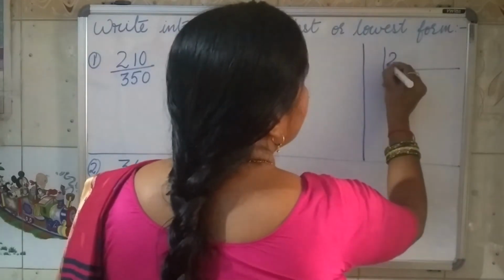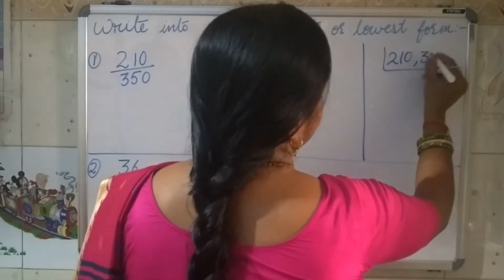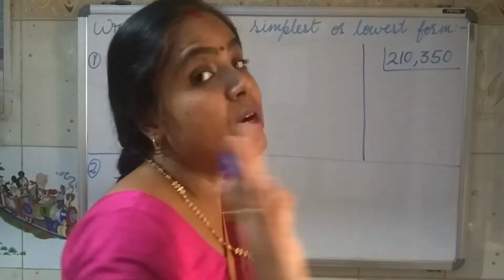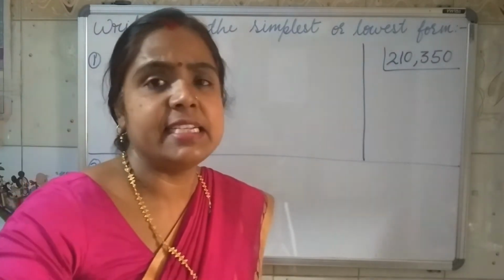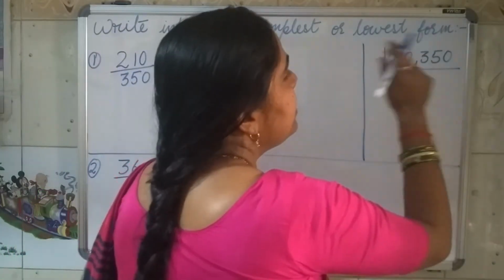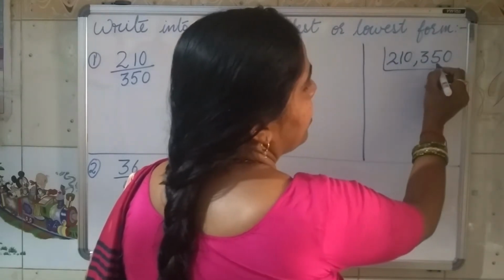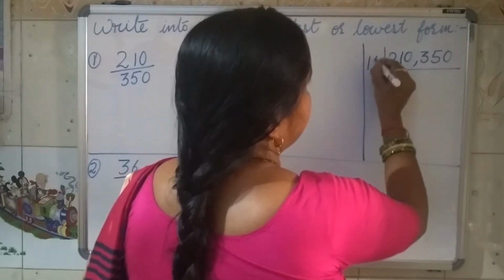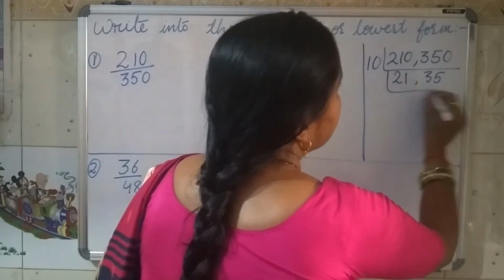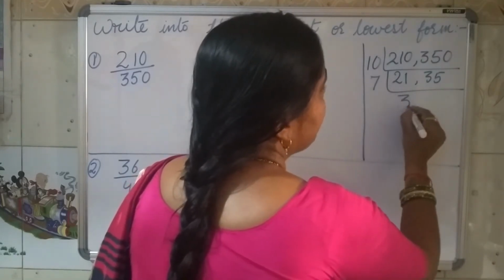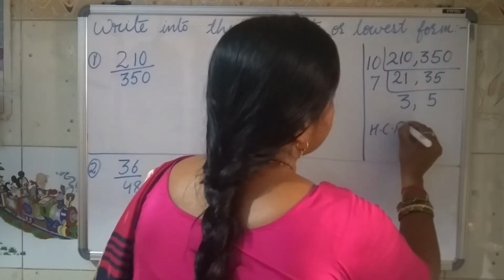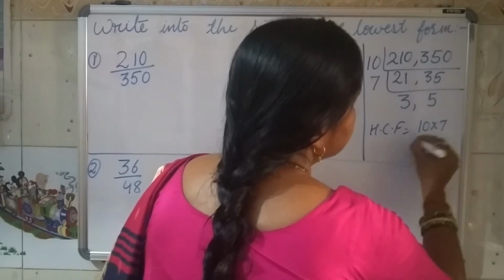You remember the HCF? 210 and 350. By which number? Here we don't have to take out the HCF using the prime factorization method. No, you can divide by any number by which both are divisible. I can see from here both are divisible by 10 since the ones place is 0. So it is 21 and this is 35. Now these both are divisible by 7. 7 threes are 21 and 7 fives are 35. Now the HCF is 10 into 7, which is 70.